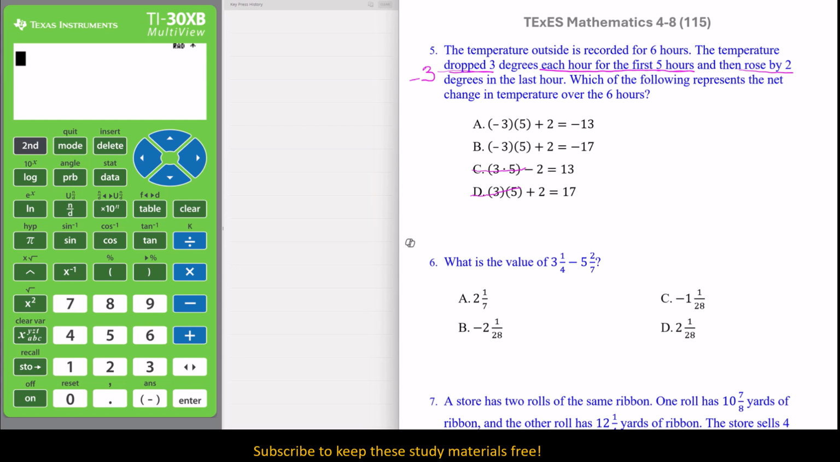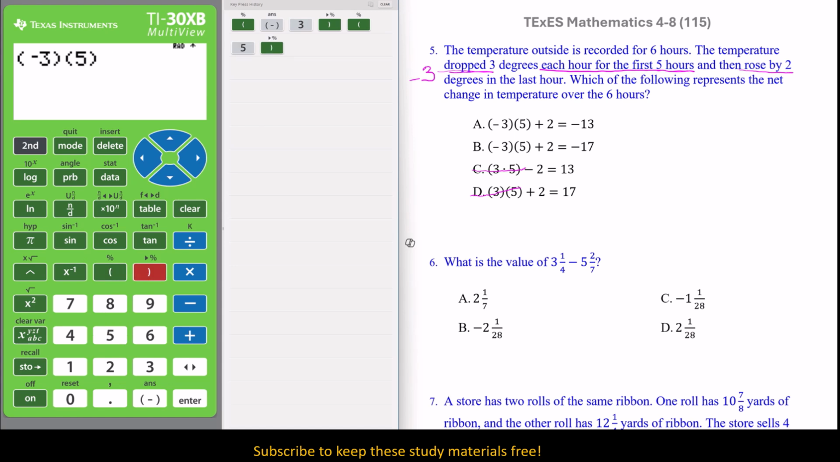But also notice they use parentheses. That's not normal notation, but it is acceptable notation. There's no reason not to do what they've done. So let's type it in exactly the way they've done this.